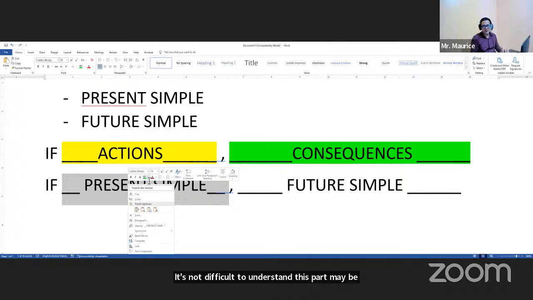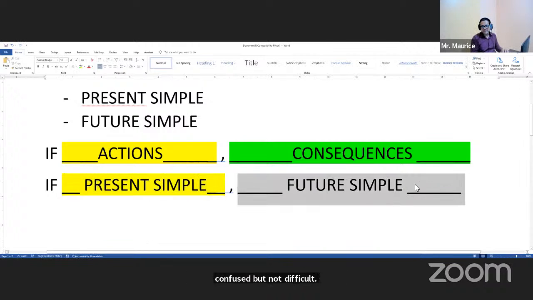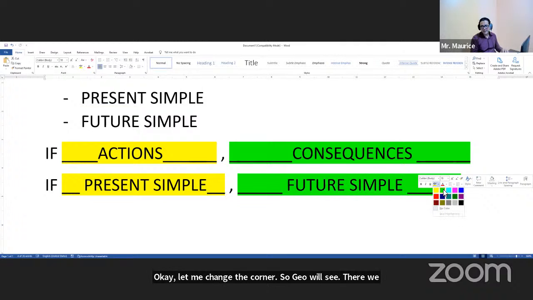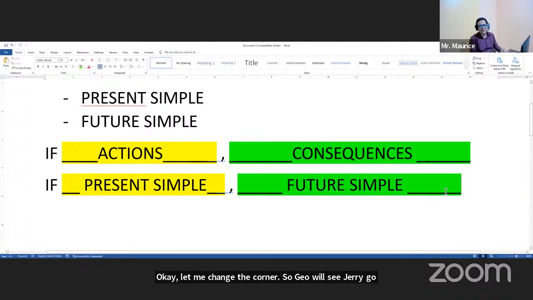Okay, let me change the color so you will see. Dear student, I don't want to speak Spanish again. Remember, this is module number 4 and I need to explain everything in English. So please try to follow. If you have any question, no problem. Click on the button and raise your hand.